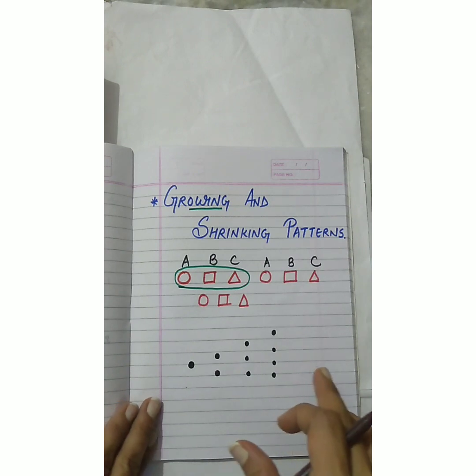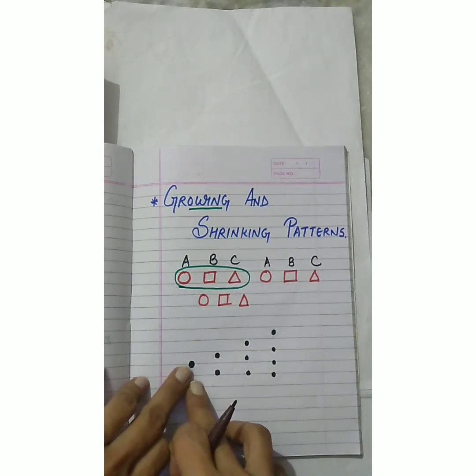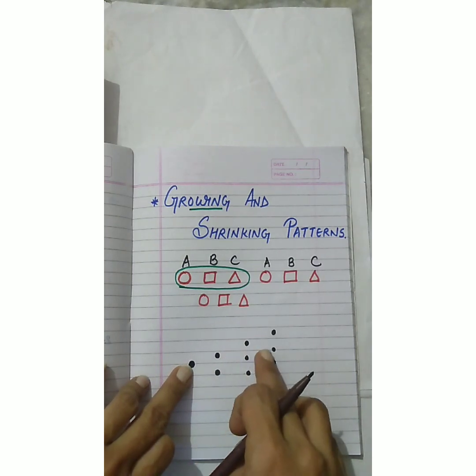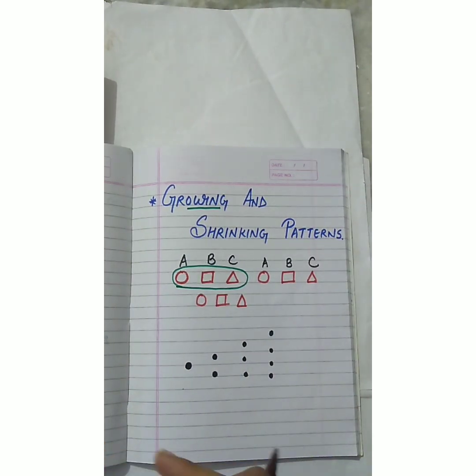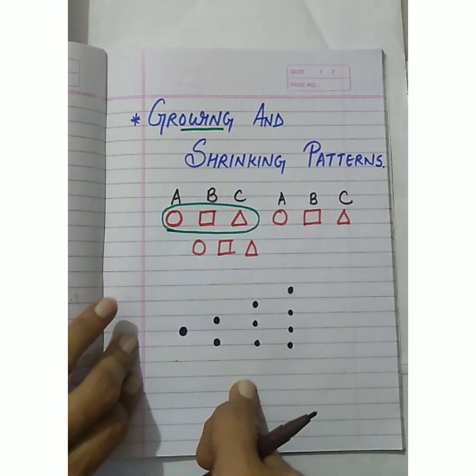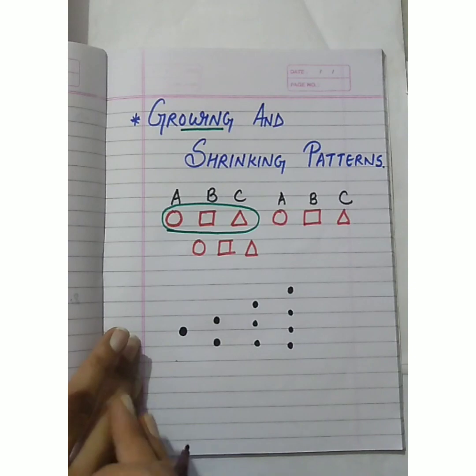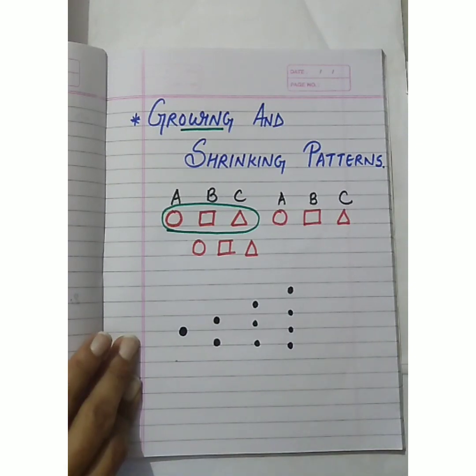So here we can see that we started with 1 and grew by 1 every time. So this becomes the rule over here and it shows the growing pattern. It grows every time by 1.